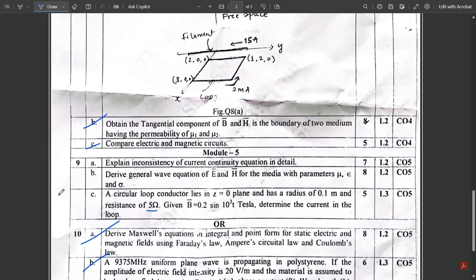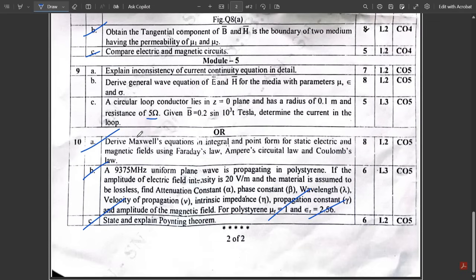Inconsistency, I've covered it. Wave equation, uniform plane wave propagation, under that I've done a separate video. And Maxwell's equation, I've covered it. Poynting theorem, and this problem where the values have changed, I've already covered these things.